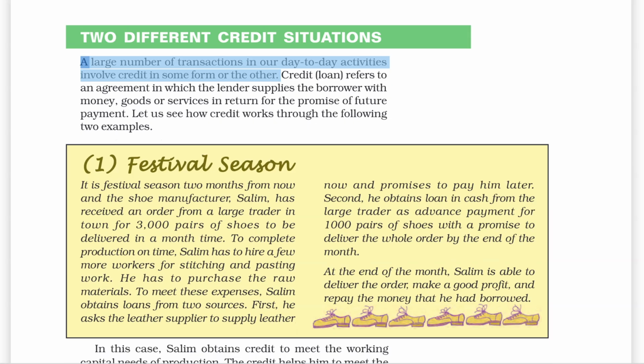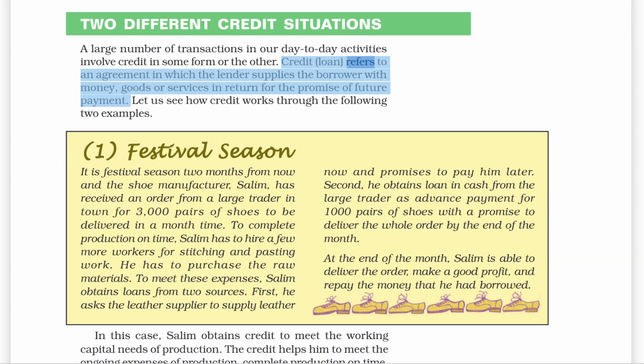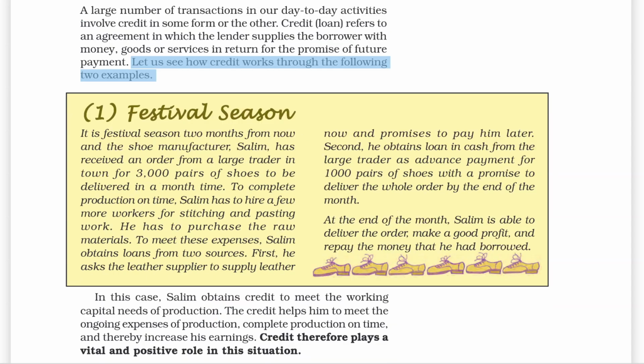A large number of transactions in our day-to-day activities involve credit in some form or the other. Credit, or loan, refers to an agreement in which the lender supplies the borrower with money, goods, or services in return for the promise of future payment. Let us see how credit works through the following two examples.